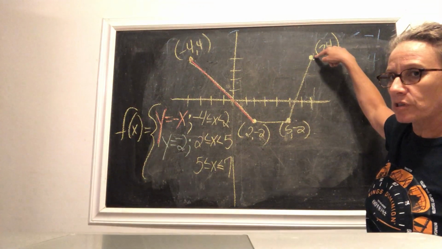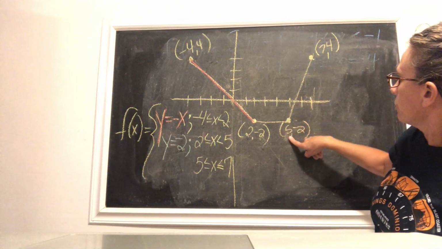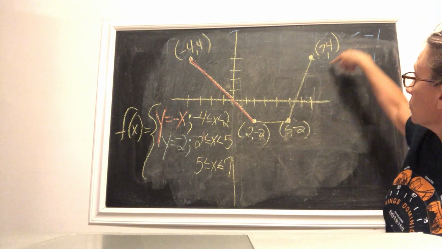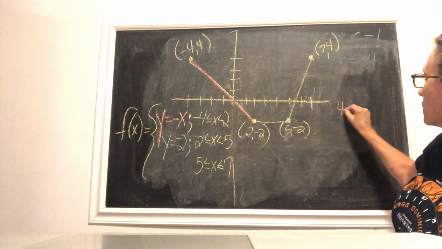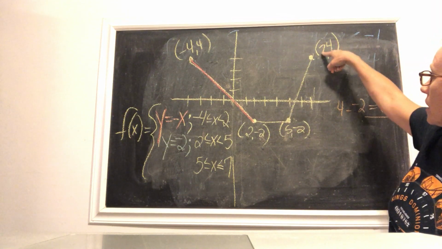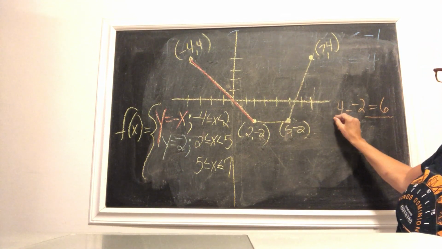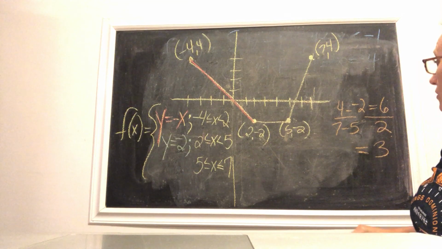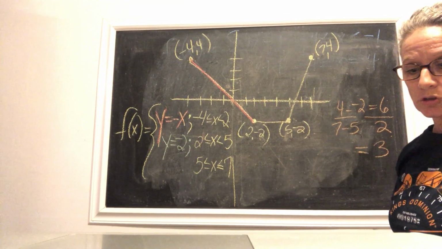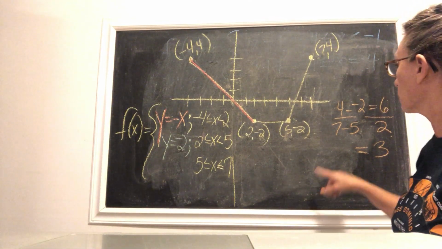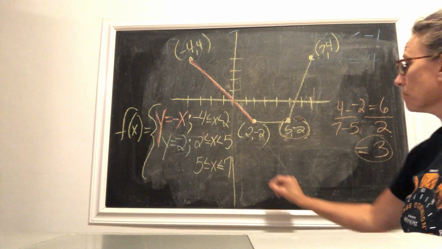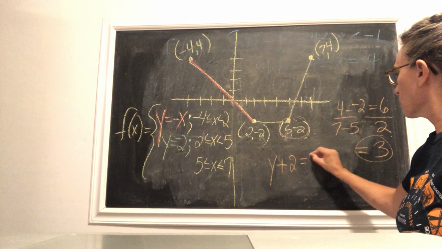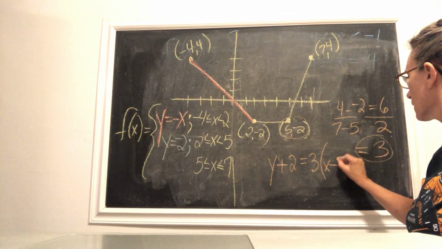And the last function has a steeper slope and it's positive. It goes from 5, negative 2, all the way up to 7, 4. So if you calculate the slope, you could do the change in the y, 4 minus negative 2, or 6, over the change in the x, 7 minus 5, or 2, and 6 divided by 2 is 3. So my slope of that line is 3. And if I pick one of the 2 points, I can write it in point-slope form. So I'm going to write it with the point 5, negative 2, and use the slope 3. So it's y minus negative 2, which becomes plus 2, equals m times x minus 5.